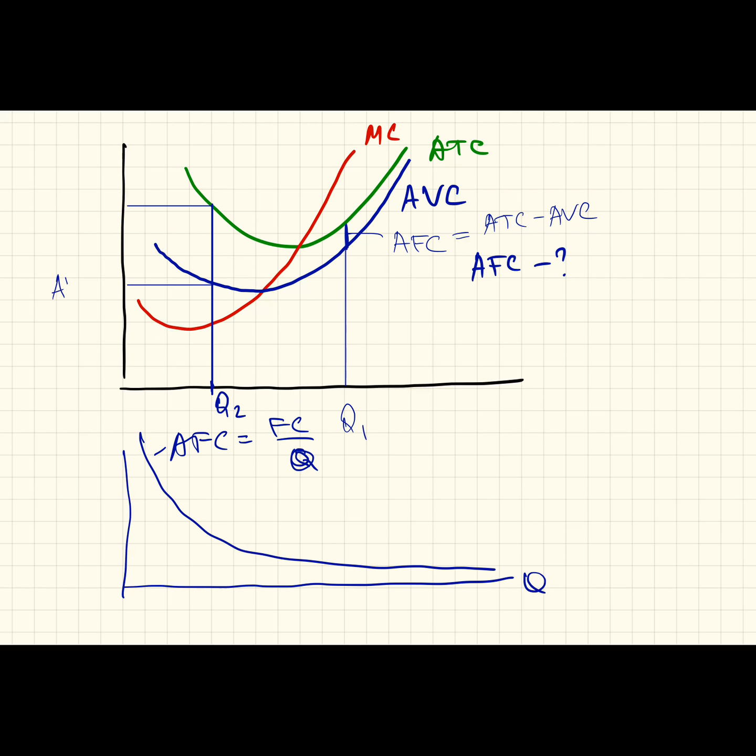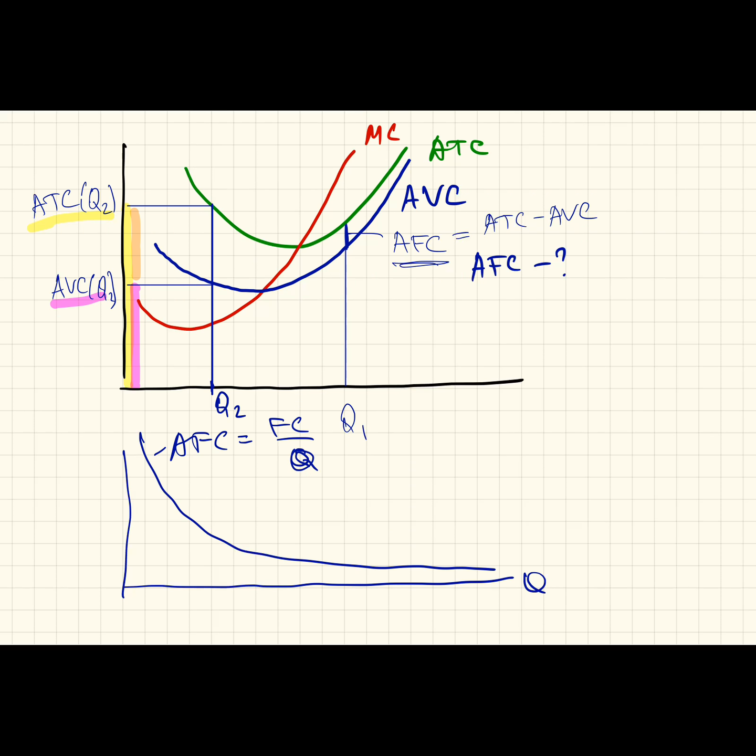Well, to be exact, you get ATC at Q2. Another way to see it is by showing ATC as this vertical distance and showing AVC as this vertical distance. And also you can show this distance and it will tell you what your AFC is, right?